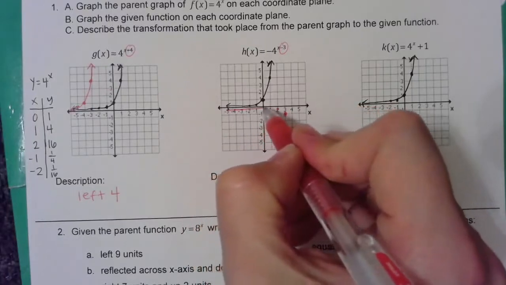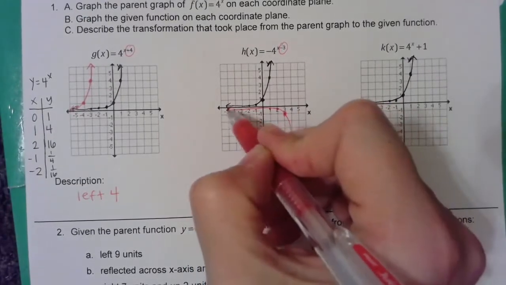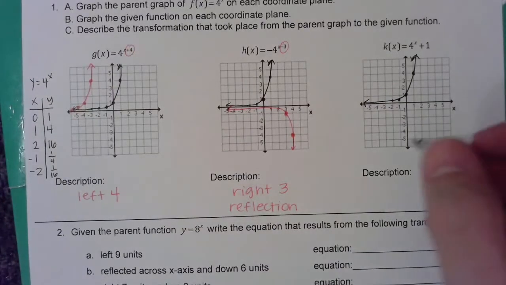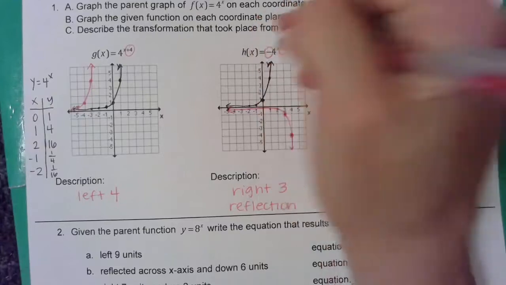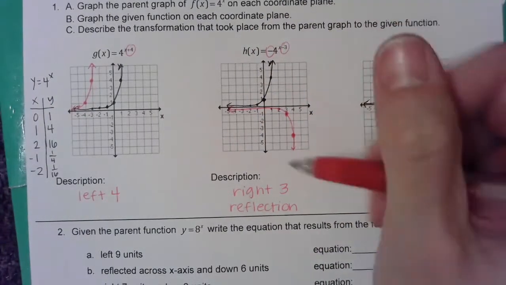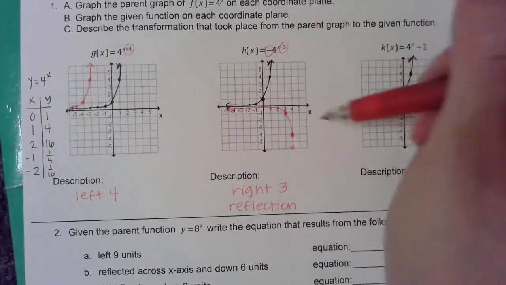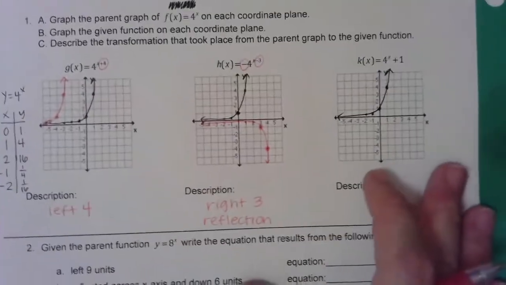So when I graph this one, I have to make sure I draw this in the right spot. It didn't move down, even though it looks lower than the first one. The negative out front caused a reflection, and then the -3 up here caused it to move 3 to the right. And again, you can write these in either order, and you can actually do the counting in either order as well. Let's see, that was for h of x.